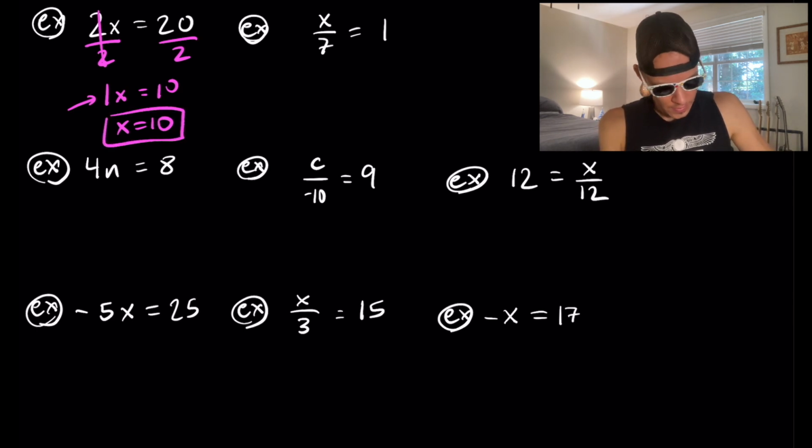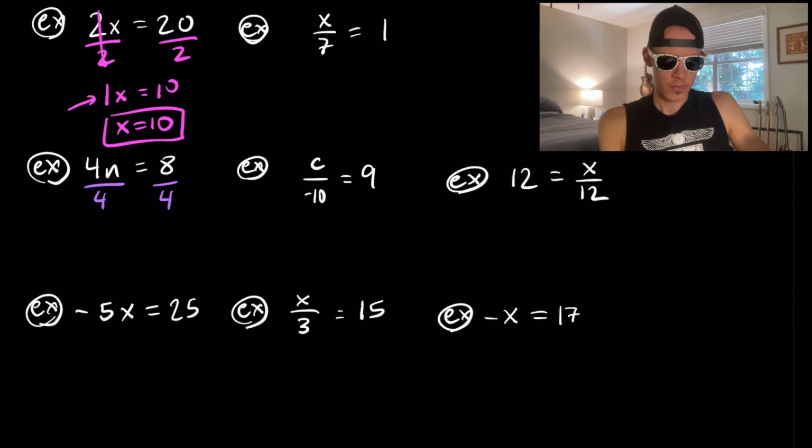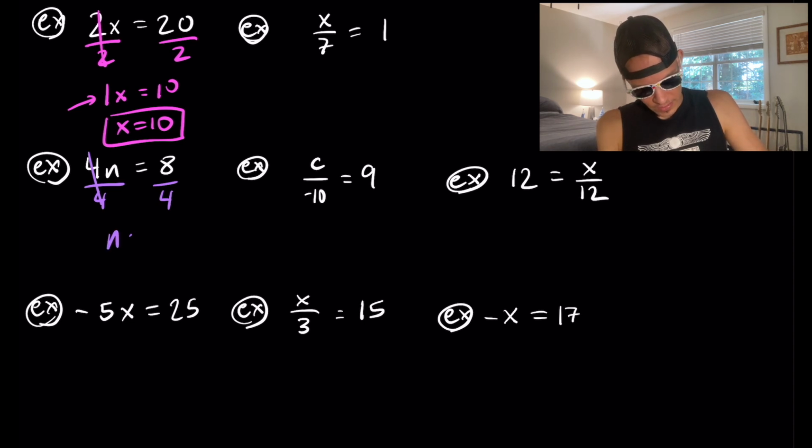All right, 4 times n is equal to 8. So 4 times what number is 8? Well, we know it's 2, so we'll know that that's what we should get. But I can just undo whatever's being done to the variable. So since I'm multiplying by 4, I'll divide by 4. Those 4's are going to cancel. I'll have n is equal to 8 divided by 4 is 2.